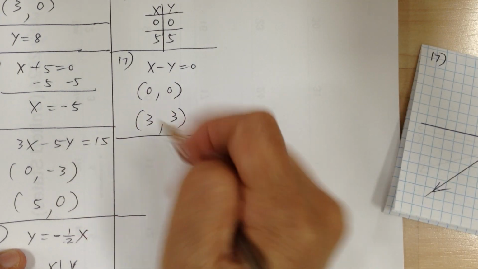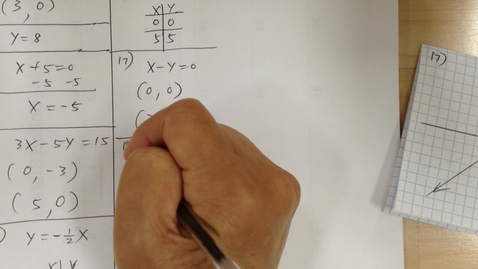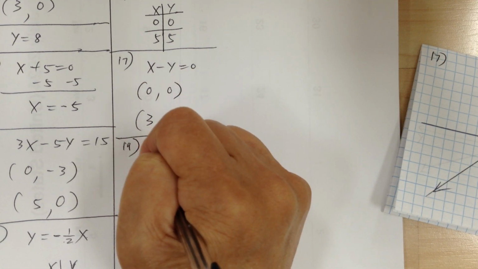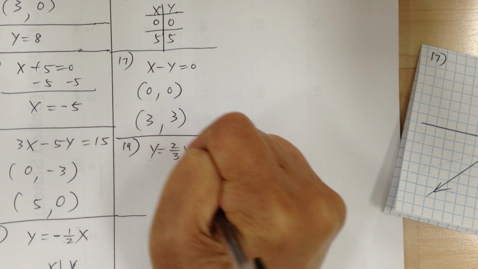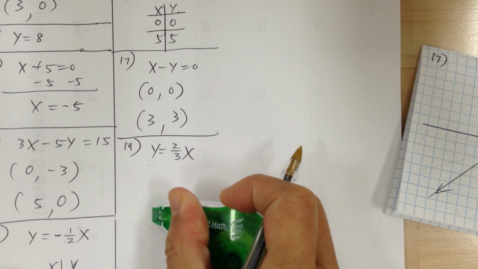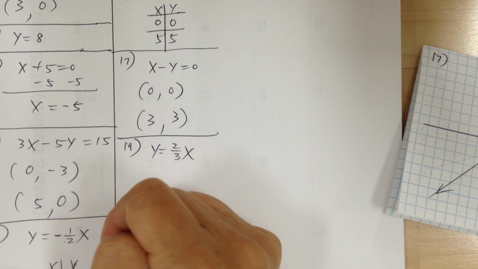Okay, let's go to number 19. You got y equal to 2 over 3x. Again, that's a super easy way to do this, but you have not learned it yet, so we just have to do it a long way.